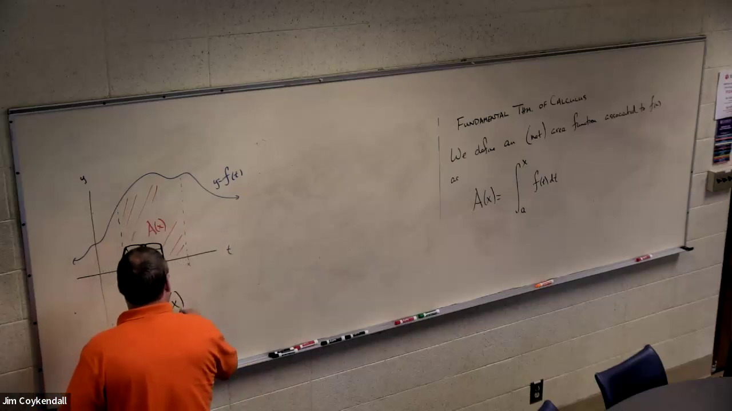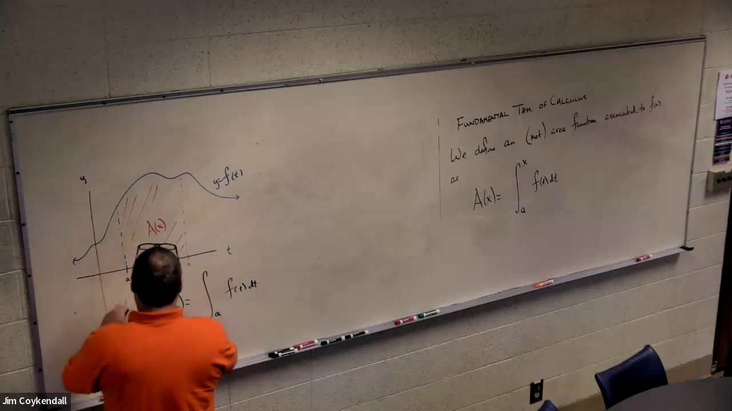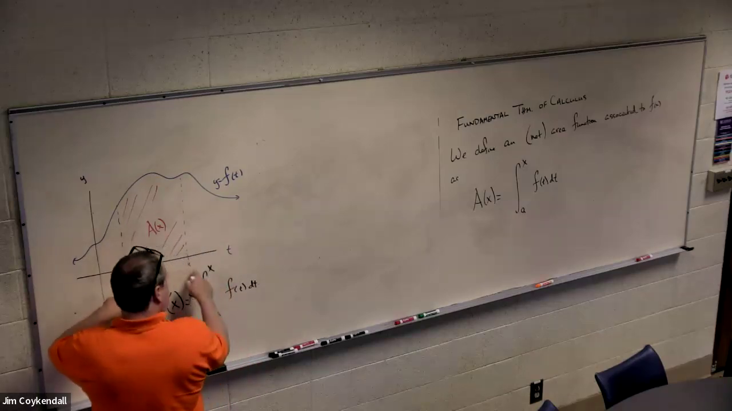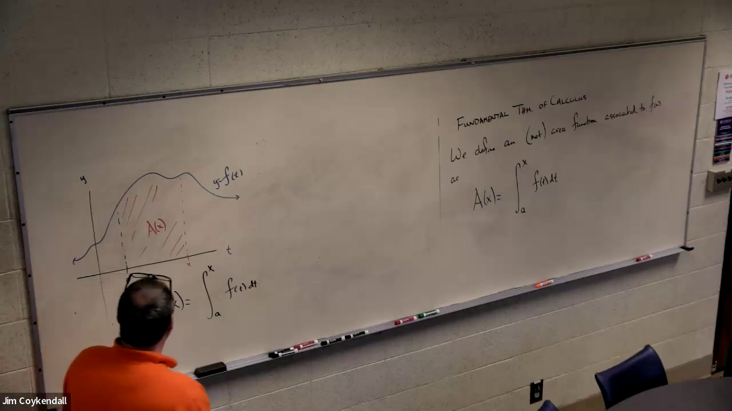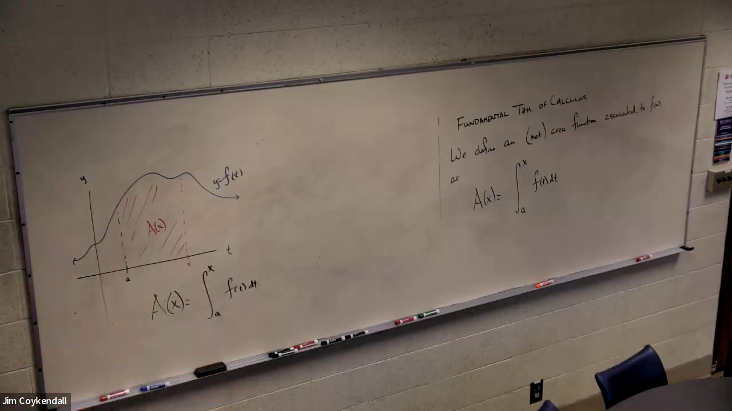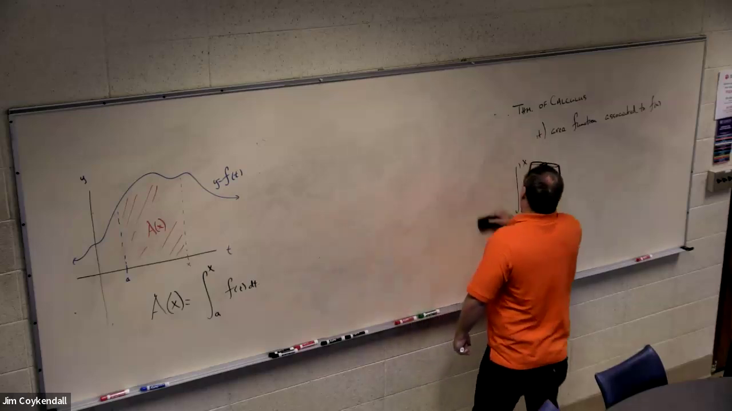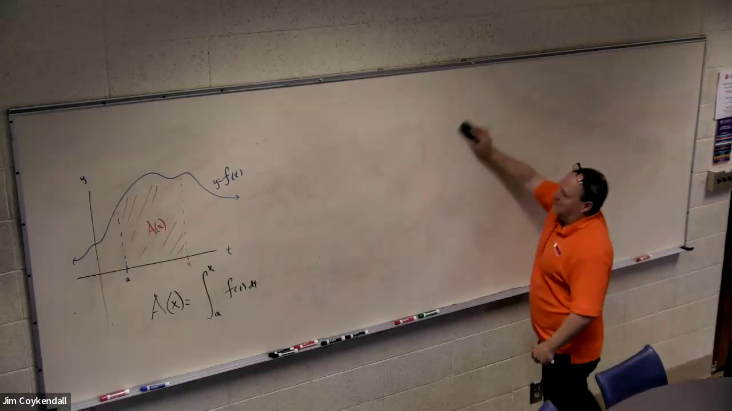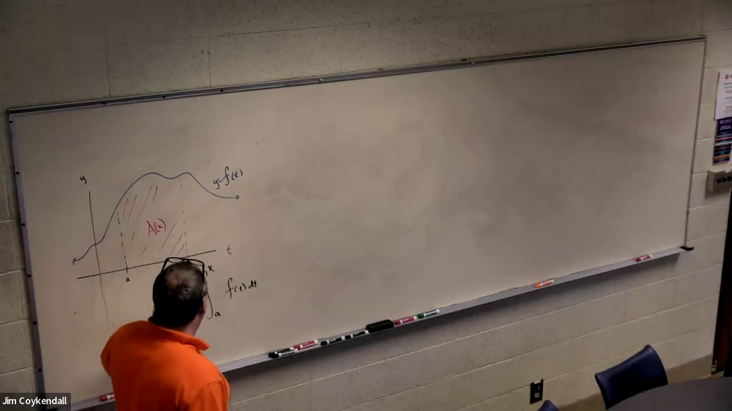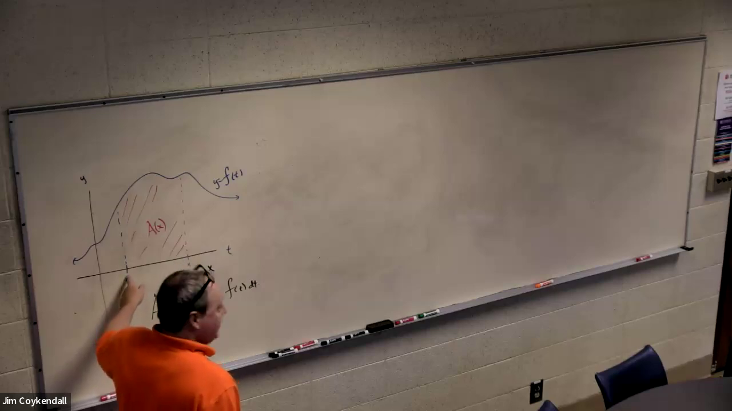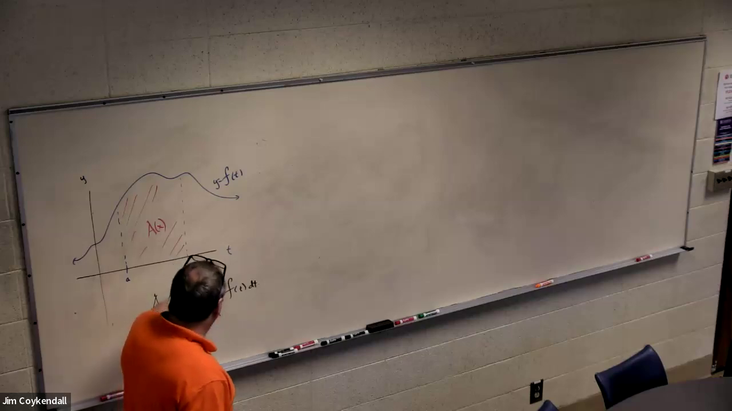So what A of X does is it says, take my function F, that's the root, and measure my area from A to X. That's what this does. The way I've drawn this function here, in any case, what should A of little a be? What happens when I measure the area from A to itself? It should be zero. Integral from A to A, zero.